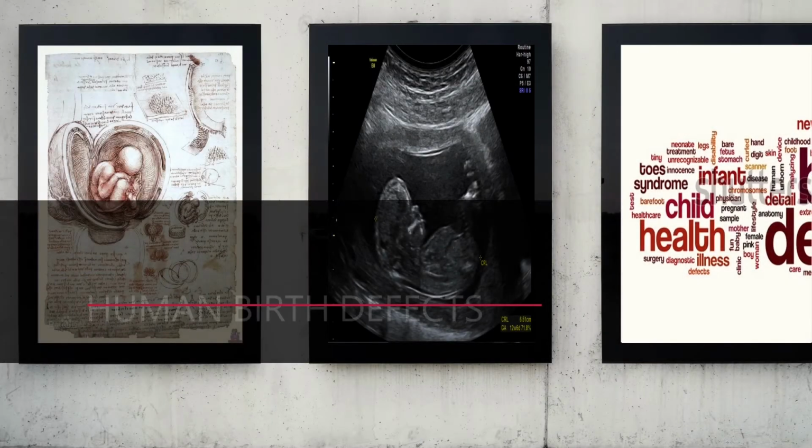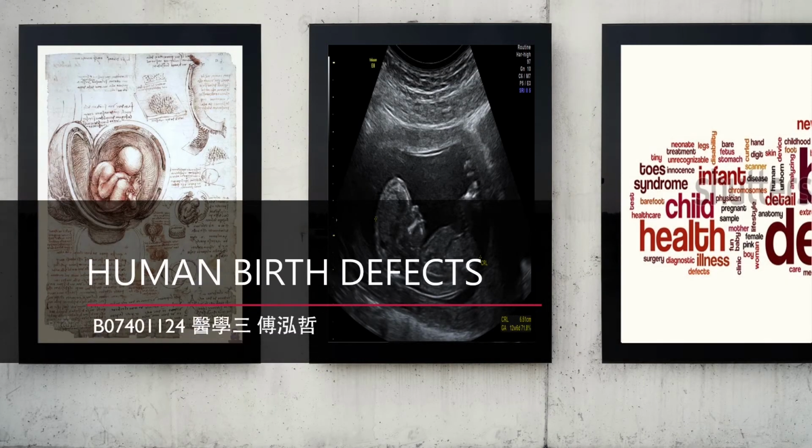In this video, we will talk about human birth defects. We will go through the 4 types of them, their causes, and give each of them an example to discuss.